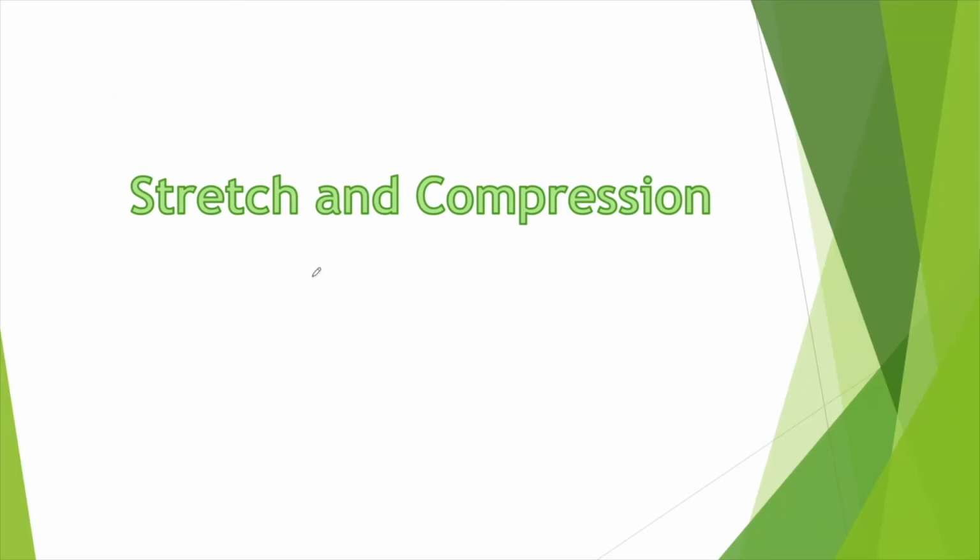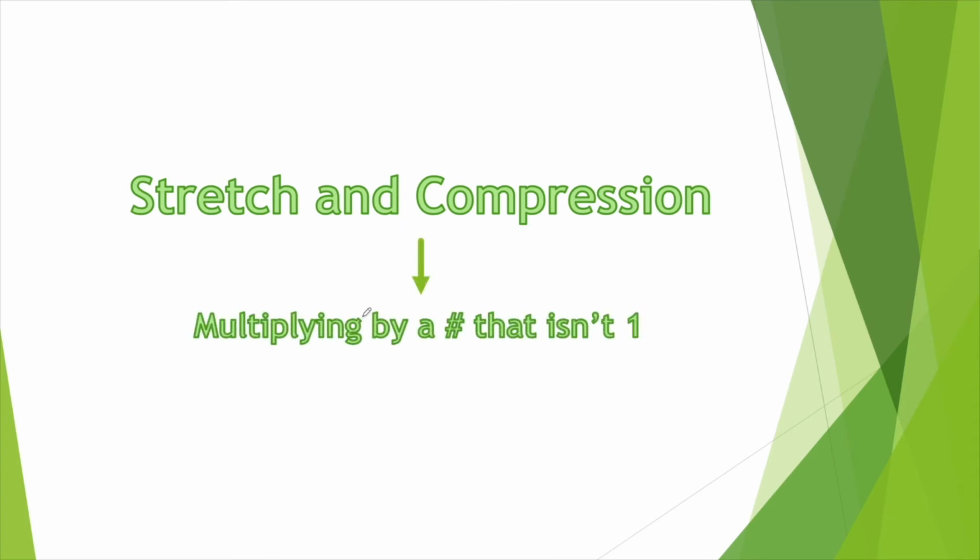And last but not least, this is a two-parter. We have stretch and compression. Both are represented by multiplying by a number that isn't 1, and that's very important. All right, it cannot be 1, and technically we can't also multiply by 0 as well. So 0 and 1 we are not multiplying by, but any other number represents the stretch and compression. But the problem is we need to know which one's which.